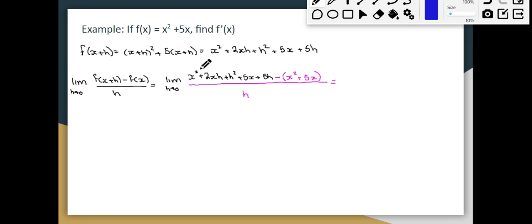The first thing I can see here is I have an x squared and I'm subtracting an x squared, so those two things are going to cancel out. I also have a 5x and I'm subtracting a 5x, so those also cancel out. This simplifies us down already. So we have the limit as h approaches 0 of 2xh plus h squared plus 5h all over h.